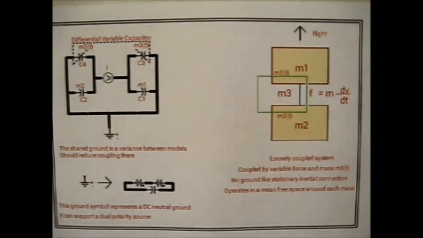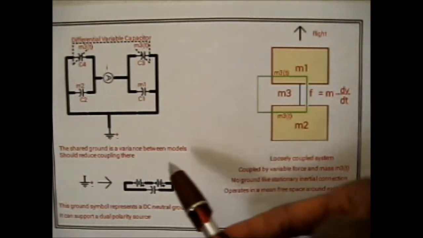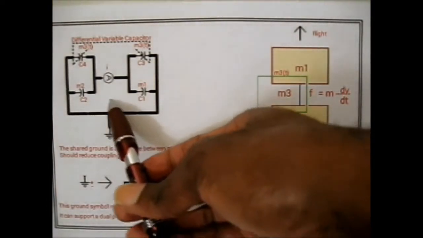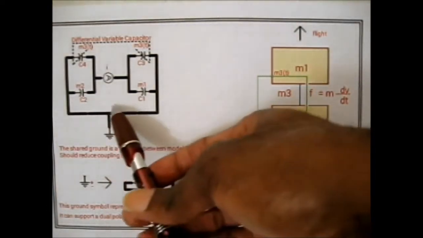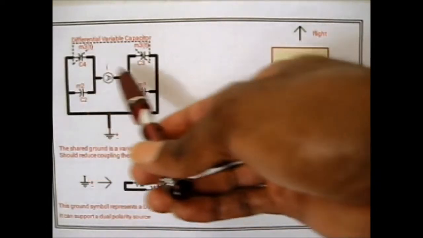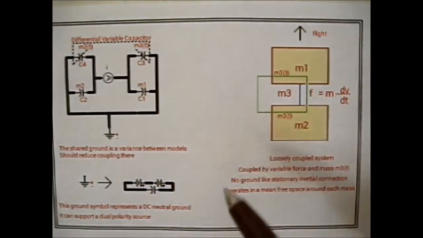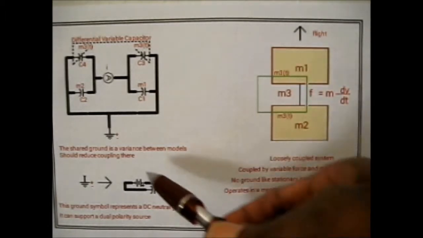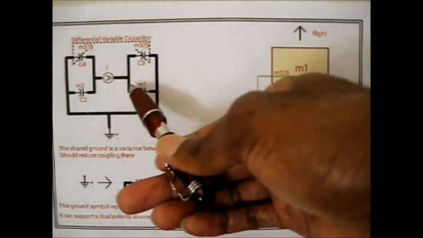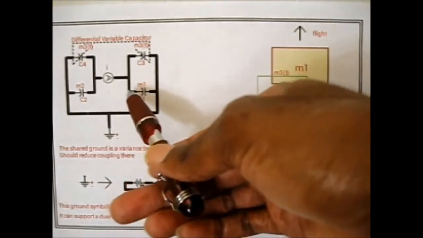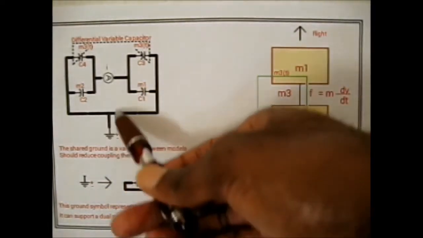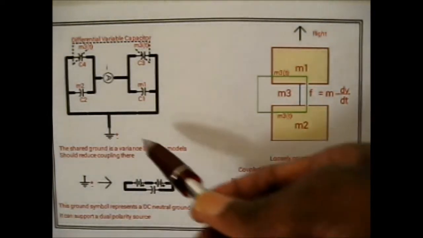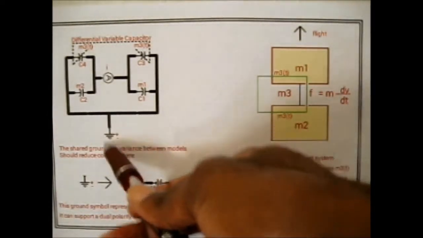When we get to the electrical analog, we notice that there is a variance between the models because this electrical analog is a bit more strongly coupled through this ground connection that both of these two blocks share, unlike the situation we have in the mechanical system. So in order to make this a more accurate representation of the mechanical system, we will want to reduce the coupling here. Before we do that, we're going to have to discuss this ground symbol.